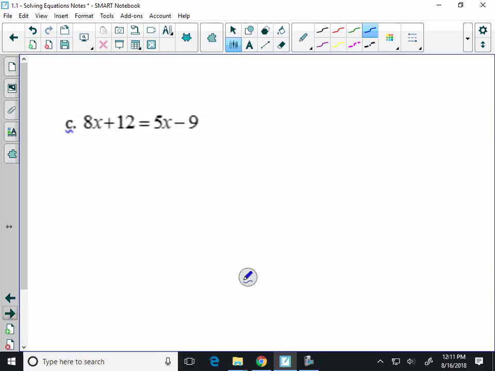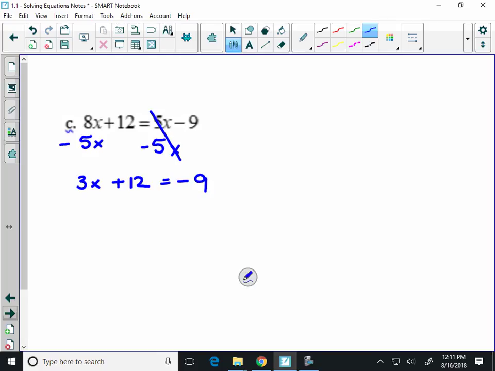Which one's smaller, the 8X or the 5X? 5X, that's the one I'm moving over. How are we going to move that 5X over? Very good, we're going to make it a negative. We're going to subtract it. So we're going to subtract 5X on both sides. It cancels out. 8 minus 5, 3X plus 12 equals negative 9.